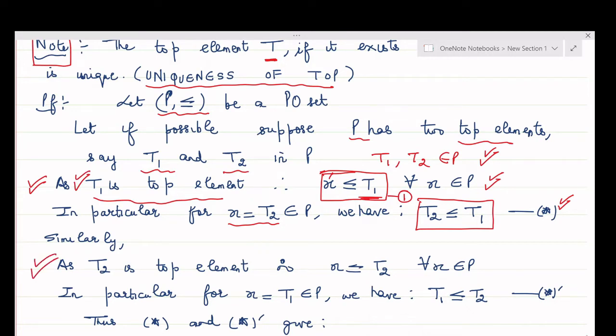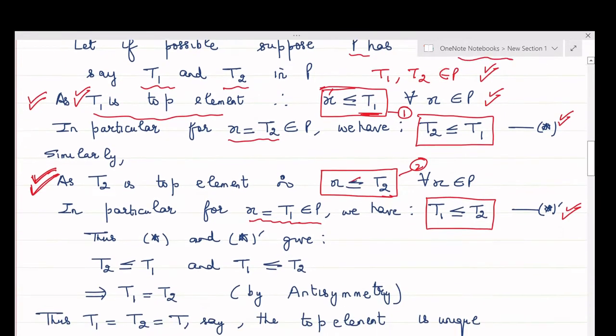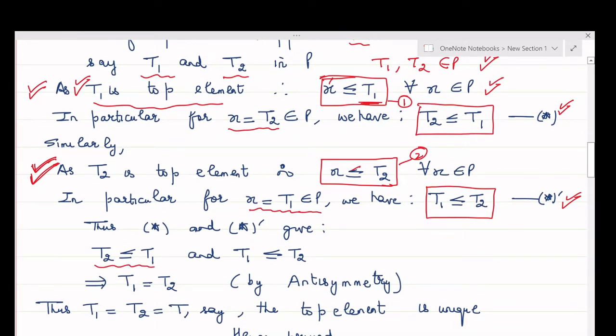Now using the fact that T2 is a top element, T2 should be greater than or equal to every element x of P, or every element x of P should be less than or equal to T2. So in particular, if you take x equal to T1 belonging to P, because T1 is also an element of P, replacing x by T1 in this relation, which I am calling 2, we get that T1 is less than or equal to T2. So this relation, star dash, is obtained by using the fact that T2 is the top element. So there are two relations that we have in hand, star and star dash. One says that T2 is less than or equal to T1. The other says that T1 is less than or equal to T2.